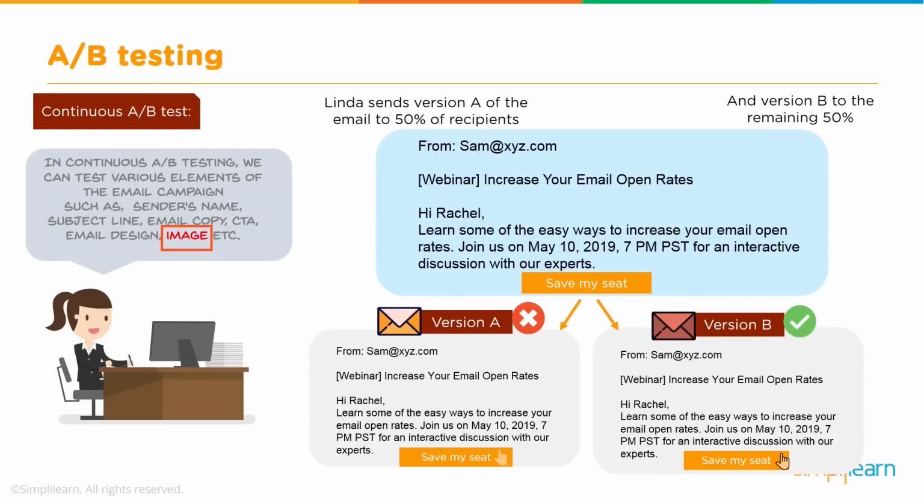So you can see we're testing different elements here and we're always improving and adding to what's working. So we started out with a no reply versus somebody's name. Then we moved to a subject line.